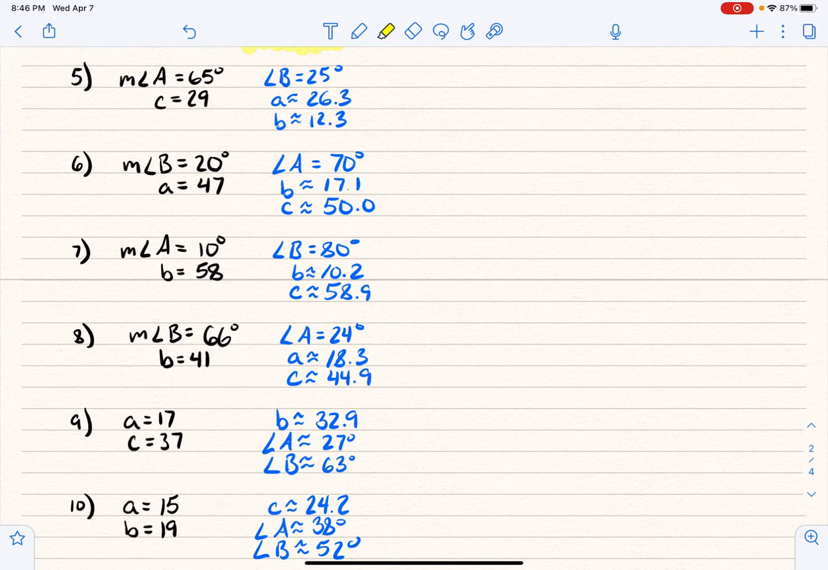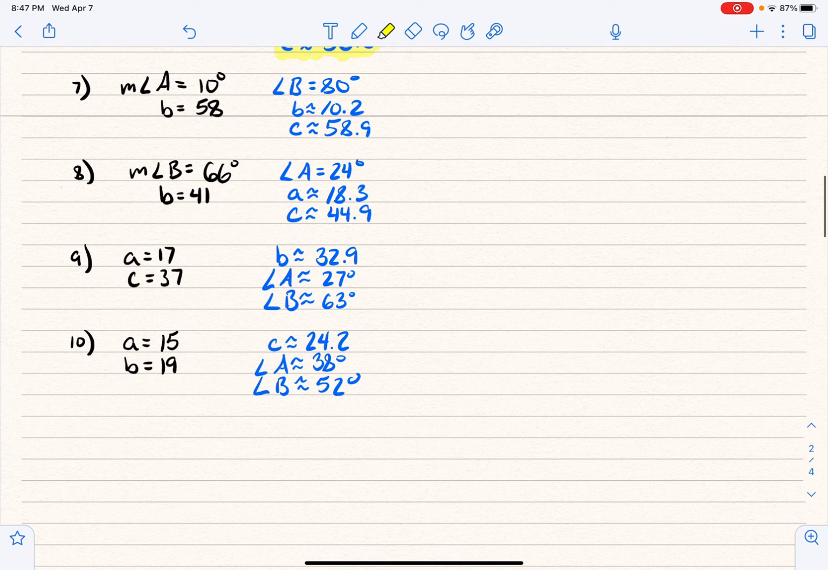For number 5, the measure of angle A is 65, which would make the measure of angle B have to be 25, and C is about 29, and so then using that information, we figure that A is about 26.3, and B is about 12.3. For number 6, the measure of angle B is 20, and side A is 47, so therefore the measure of angle A is 70, length of side B is 17.1, length of side C is 50.0.